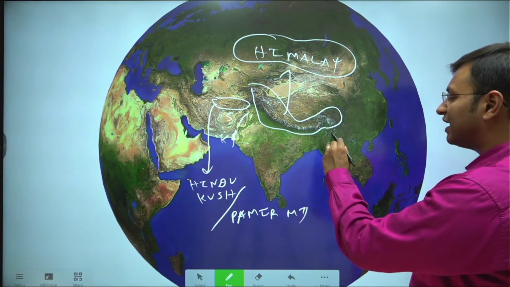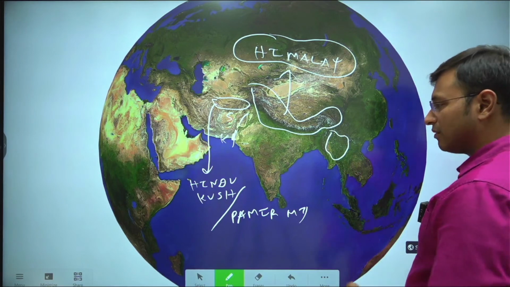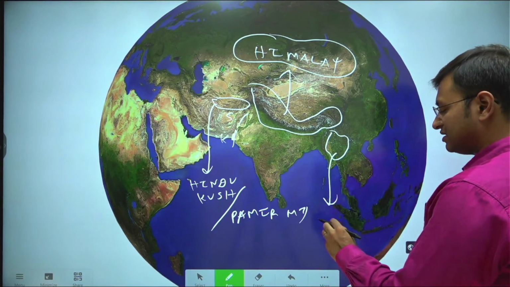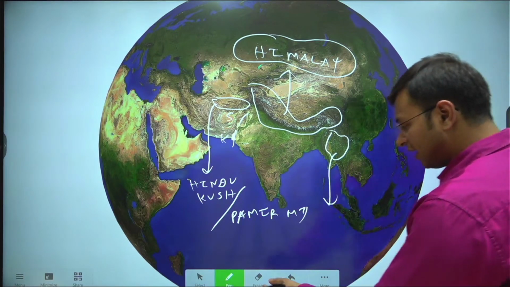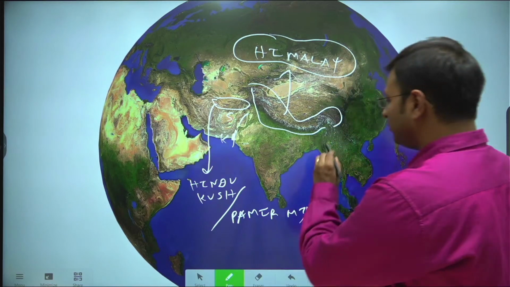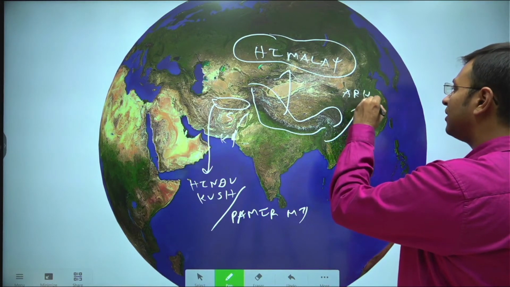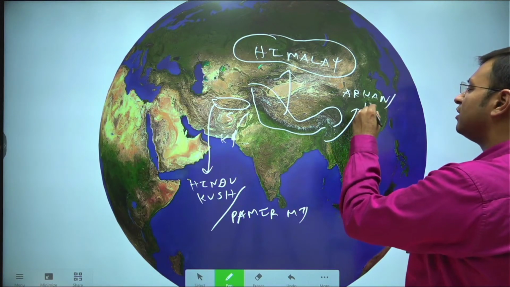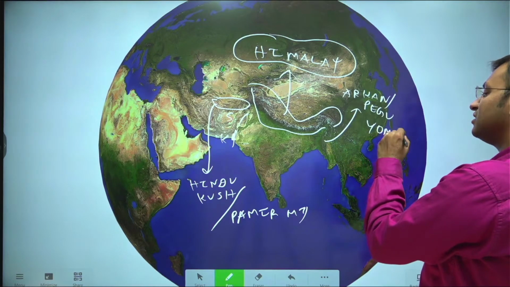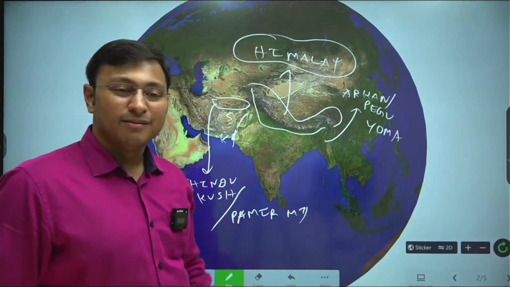After that, in Thailand and in Myanmar, okay, to be precise, in Myanmar, you have two mountain ranges. You have Arkan Yoma and you have Pegu Yoma. So these are the two mountain ranges of Myanmar, Arkan Yoma and Pegu Yoma.